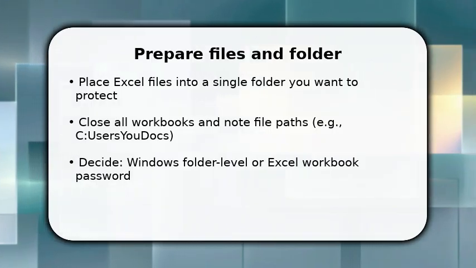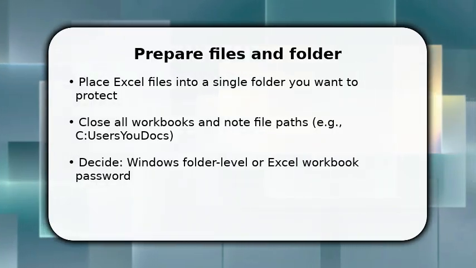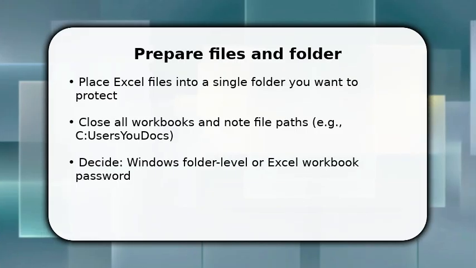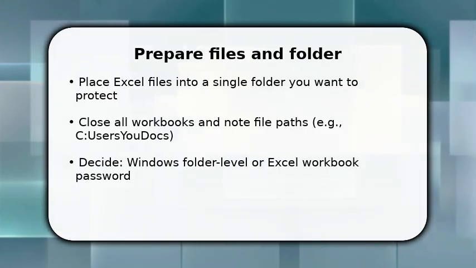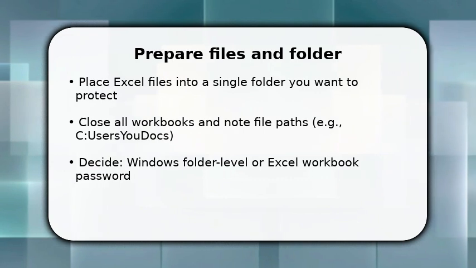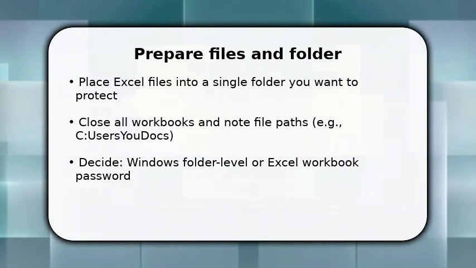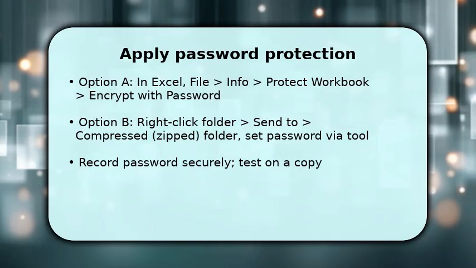If you choose folder protection on Windows, you'll use compression with a password or a third-party tool. If workbook protection, you'll set a password inside Excel. Make sure you have admin rights if you'll install software. Now apply the protection you chose.